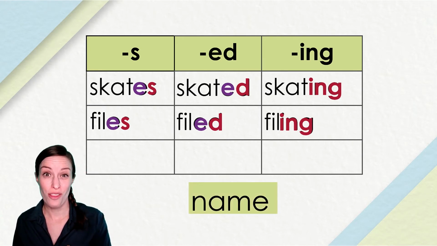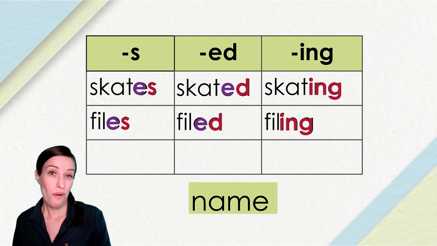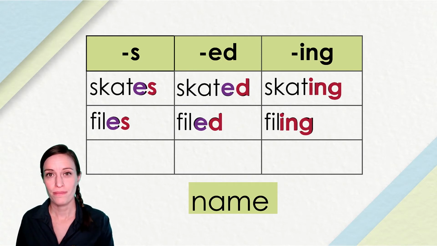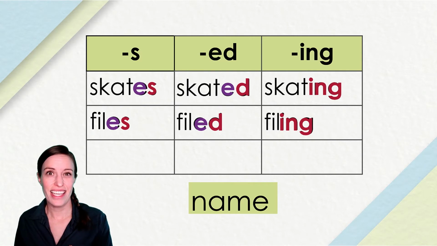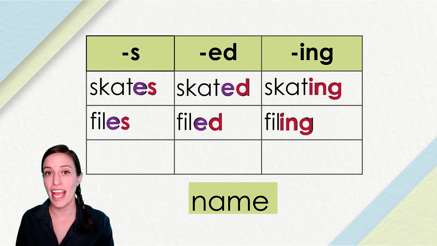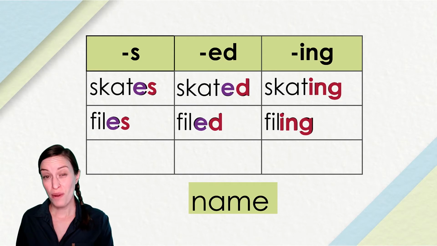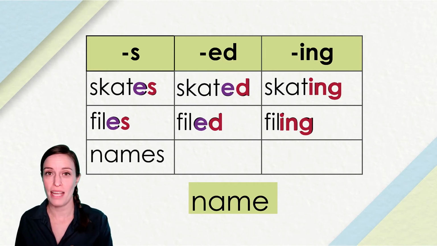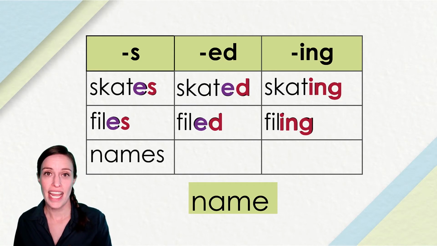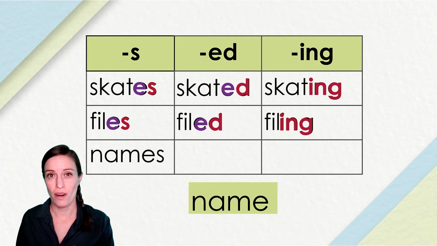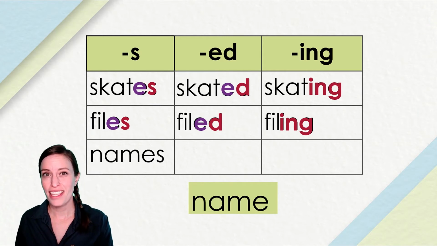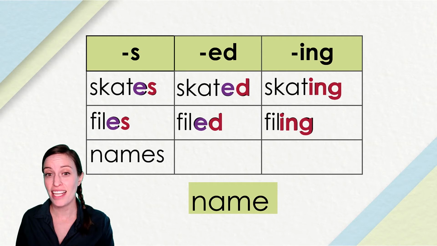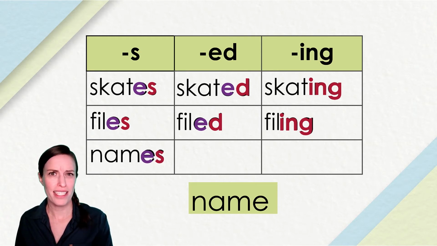Let's look at our third word. What is it? Name. The silent E is telling the A to say A. If we are talking about more than one name, we say names. That's the plural form. You can see that we just added that suffix s to the end of the word. We didn't have to change the base word name at all.